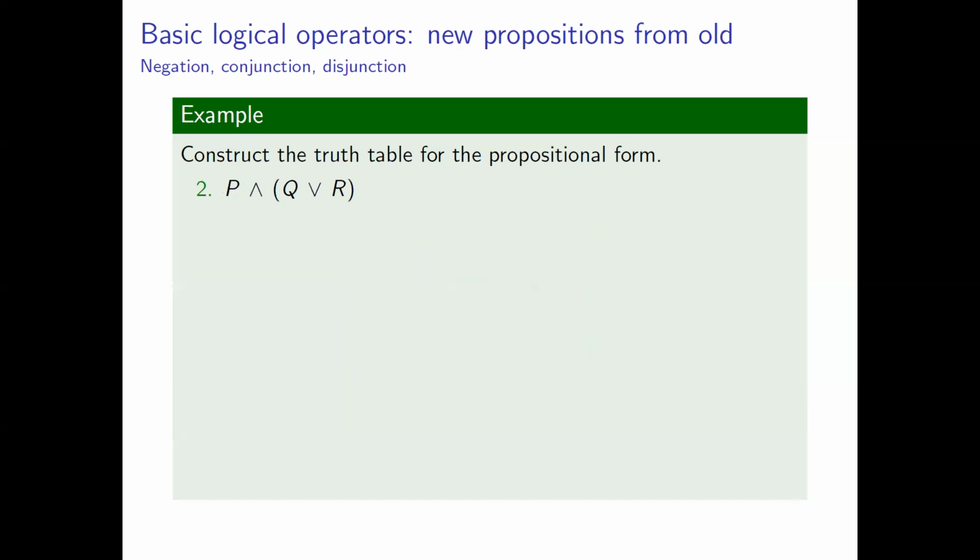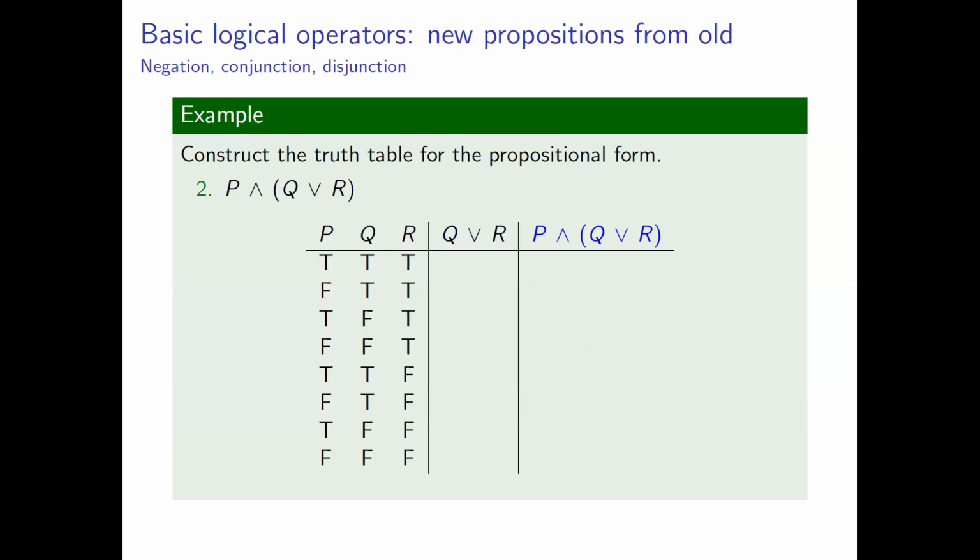Next, we have the conjunction of P and of the disjunction Q or R. Since there are 3 variables in the propositional form, there are 8 possible combinations of truth values of P, Q, and R. To help with our computations, we also include the column for the truth values of the disjunction Q or R. The statement Q or R is false exactly when Q is false and R is false. The statement Q or R is true for all other cases.